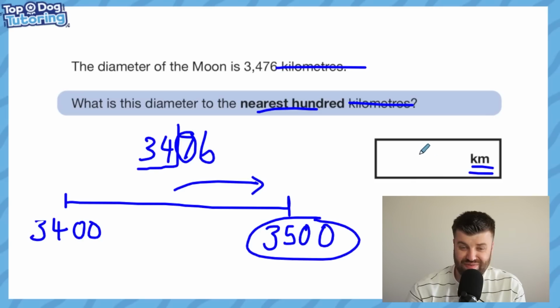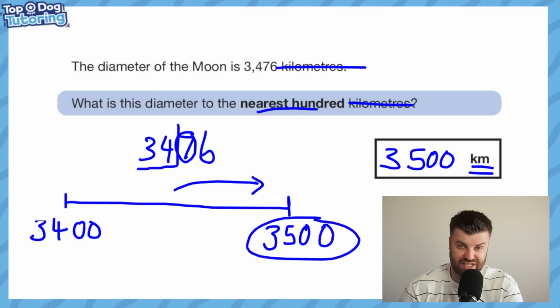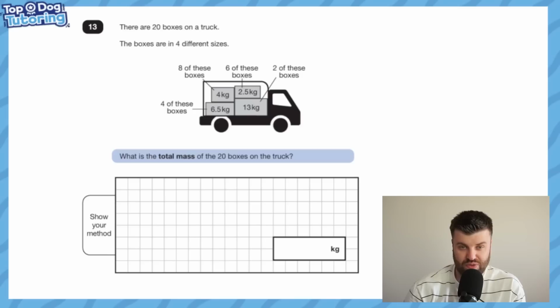And look, the answer even gives you kilometers there. So this is not something where I'd be worried about measurement too much. This is just testing your rounding skills in the context of a measurement. You don't actually need to have the understanding of kilometers in any exchanging or anything like that, no conversion at all. Here's another example embedded in a 2-mark question.